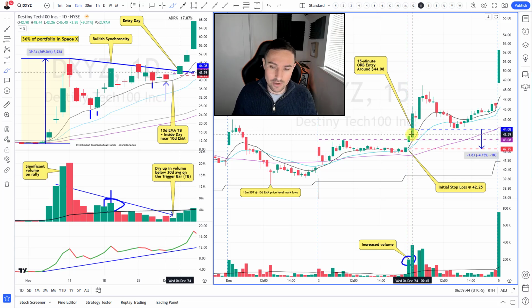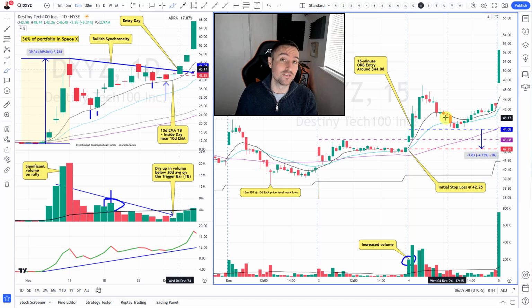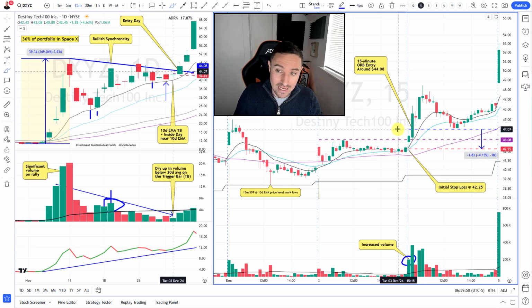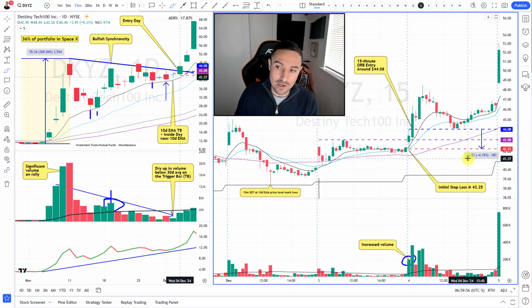So then what Trader Tom is doing is thinking about the risk to potential reward. Now his initial stop loss, what he's going to do for a 15-minute ORB is target it through the high of that first 15-minute candlestick, stop loss 1 cent below the low of the bar. Now that equates to about 4.15% risk, okay, $1.83, 4.15%.